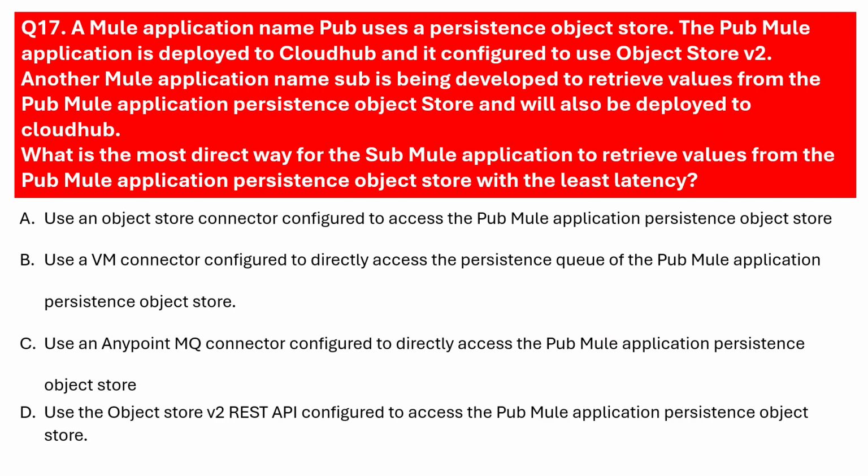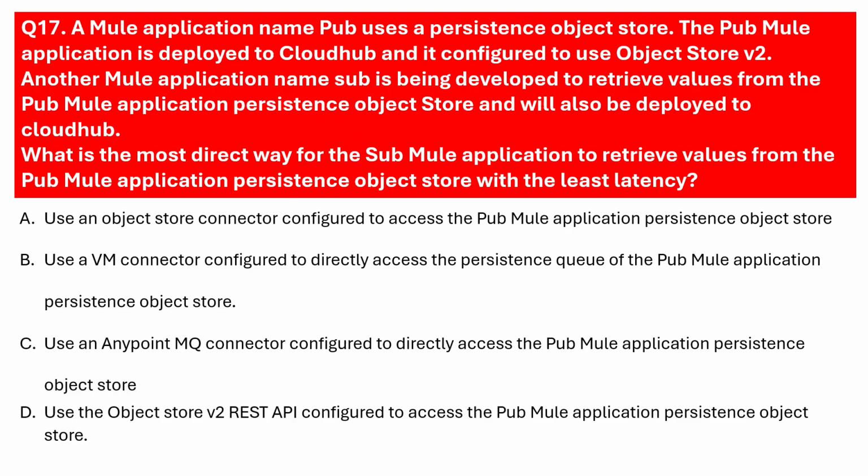Q17. A Mule application named Pub uses a persistence object store. The Pub Mule application is deployed to CloudHub and configured to use Object Store v2. Another Mule application named Sub is being developed to retrieve values from the Pub Mule application persistence object store and will also be deployed to CloudHub. What is the most direct way for the Sub Mule application to retrieve values from the Pub Mule application persistence object store with the least latency?